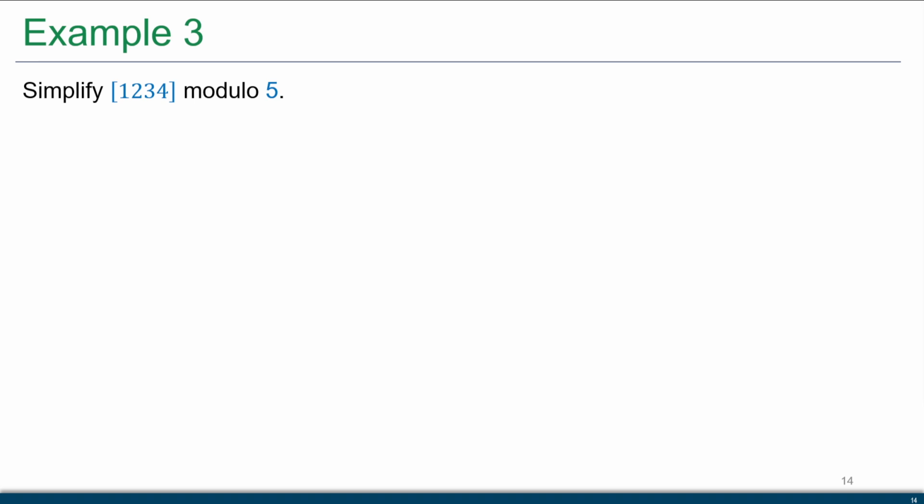So in this video, we're going to go through a couple of examples, again, making sure that we have these ideas set in our head. So again, we're talking about modular arithmetic here. So for this example, example 3, what I'm looking to do is I have the congruence class of 1234, and this is modulo 5. I want to be able to simplify this.